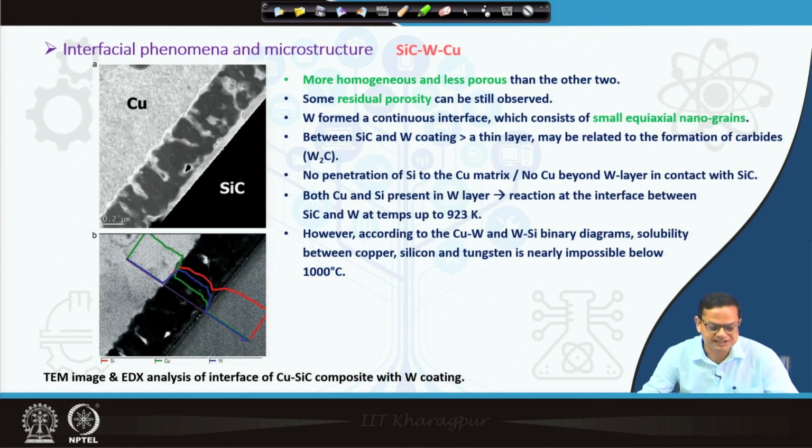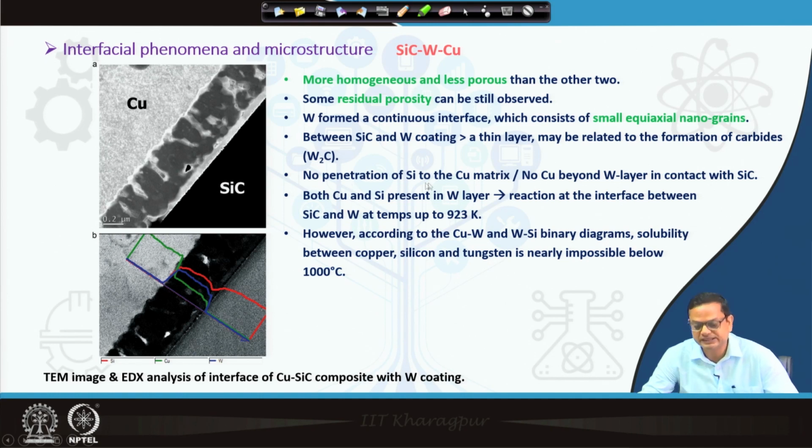Okay. Now, when you have tungsten, what you see here is that there is a certain amount of porosity. Okay. However, except for that, it is quite a compact coating. Okay. And if you look at this, it says more homogeneous and less porous than the other two. Some amount of residual porosity, as you can see here, but that is quite less. Okay. Tungsten formed a continuous interface which consists of small equiaxial nanograins. So, these nanograins you can see here. Okay. All these nanograins you can clearly see.